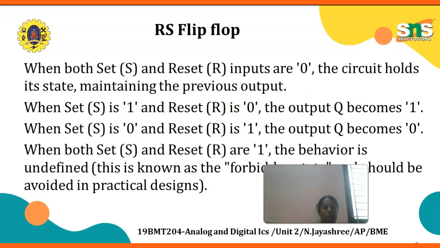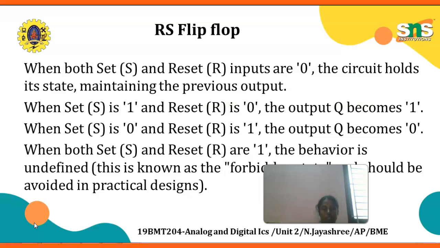When both the set and reset inputs are 0, the circuit holds its state, maintaining the previous output. That is, in the initial state, when set and reset are 0 0, the circuit holds its state, maintaining the previous output. When set equals 1 and reset equals 0, the output becomes 1. That is, when set is 1, the value of the output is 1, and when reset is 1, the output is 0.